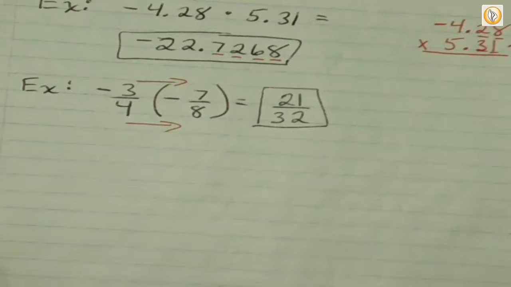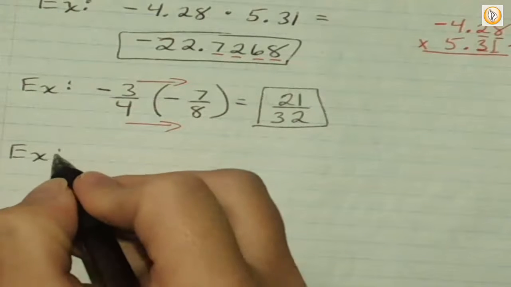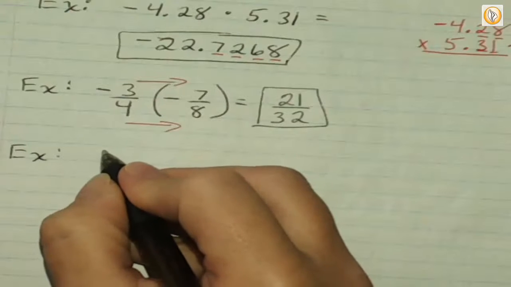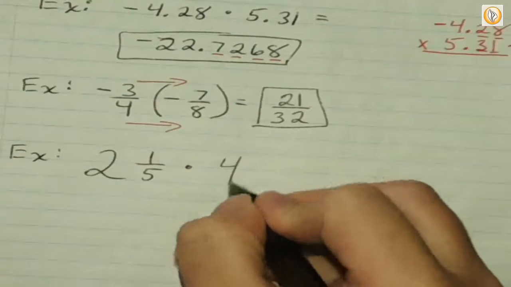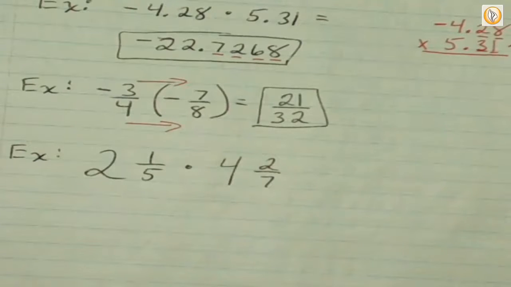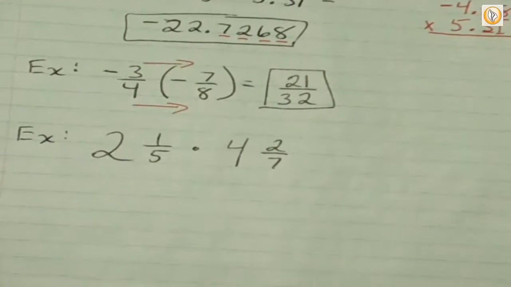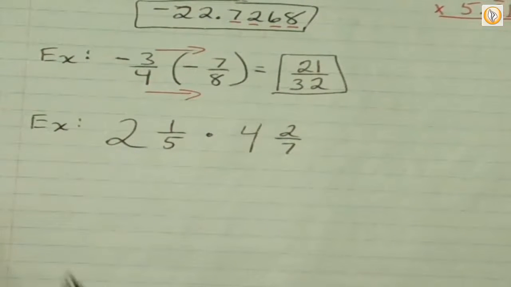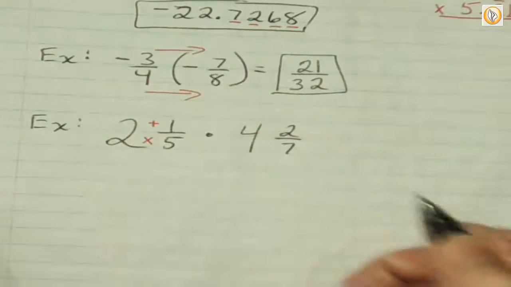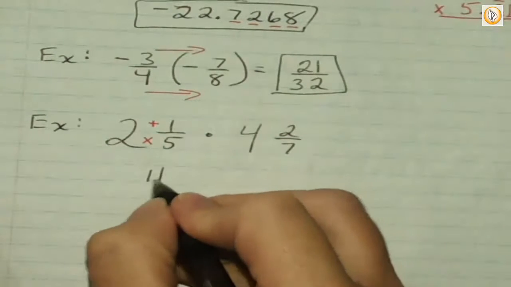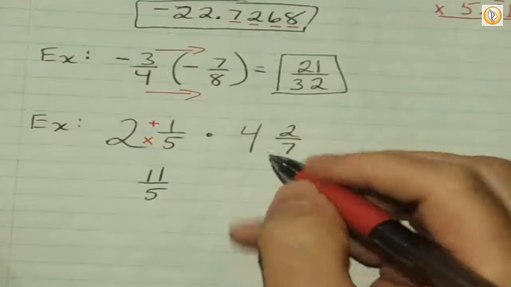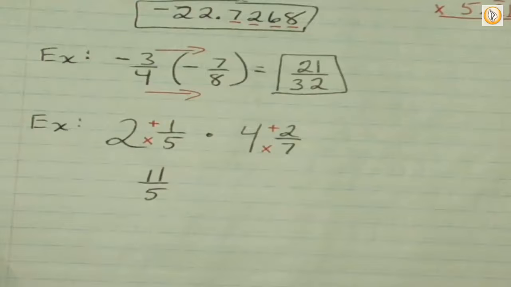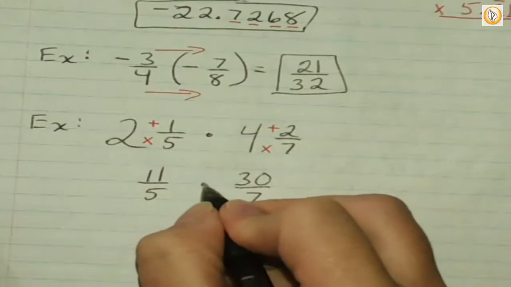Any questions? I have one more for you. Let's see. 2 1/5 times 4 2/7. Aiden, how do I do this? You do 5 times 2 plus 1. And what do you get? 11/5. So you keep the denominator. Do y'all see that? All right, Aiden, what do I do over here? 7 times 4 plus 2. And what do you get? 30/7. You keep the denominator.